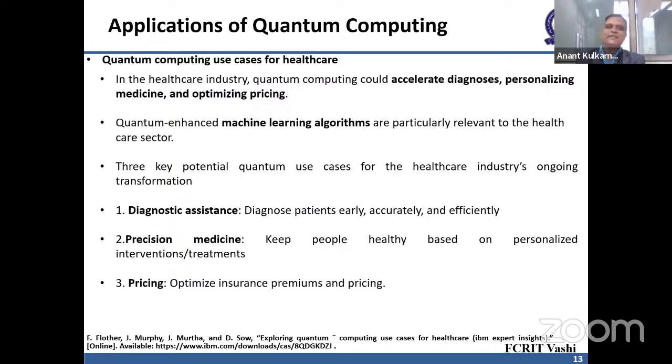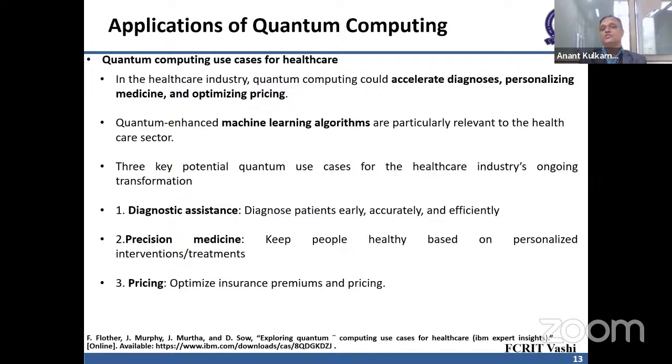Also, in case of machine learning, algorithms are particularly relevant to the healthcare sector, which are obviously quantum enhanced. So this could come under the umbrella of quantum machine learning. Now, as I said, three key potential quantum use cases are there for the healthcare industry.